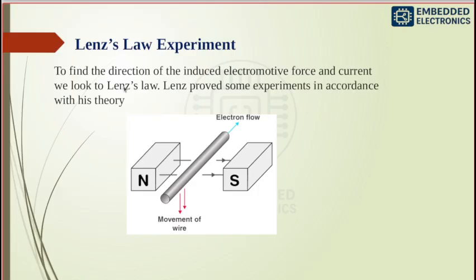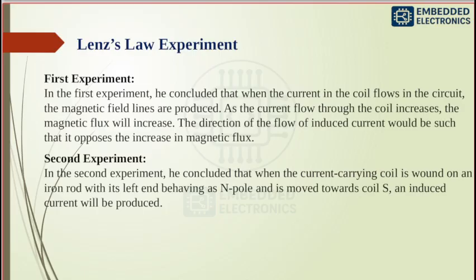And it states that the direction of induced current is always such as to oppose the change in the circuit or magnetic field that produces it. So the induced current has a direction that always opposes the change in the circuit or magnetic field that produced it. So this is about Lenz's law.